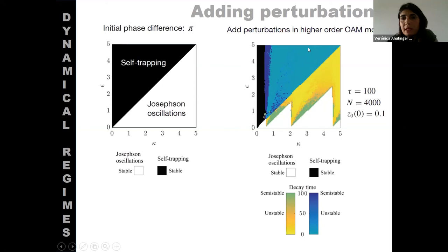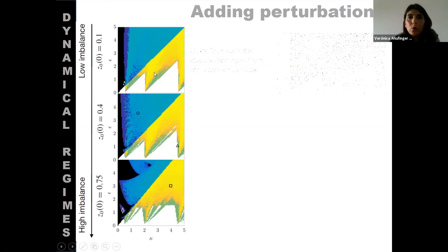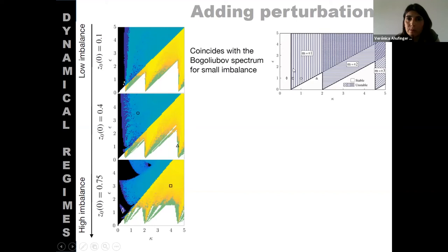parameters for which the dynamical regime becomes unstable. If the initial population imbalance is small, the structure that we obtain coincides with the Bogoliubov spectrum of the stationary state. This is just because the initial state resembles the stationary antisymmetric state. But when the population imbalance increases, the structure becomes more involved.